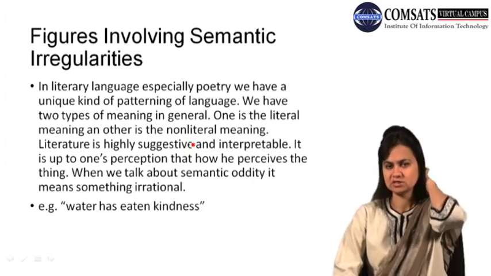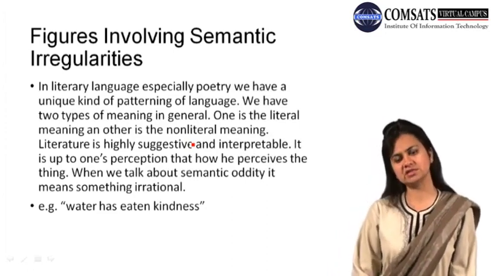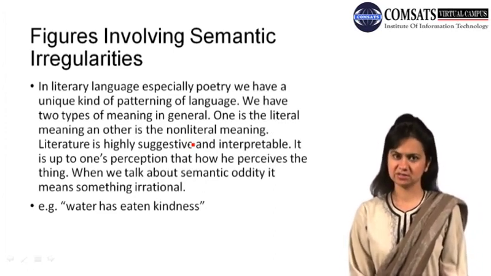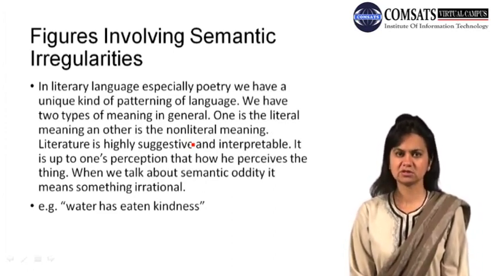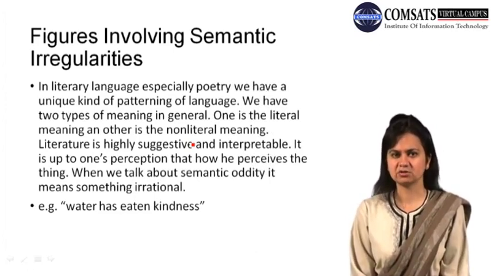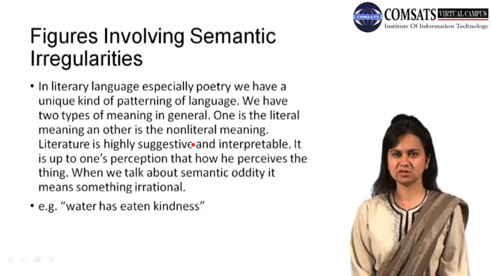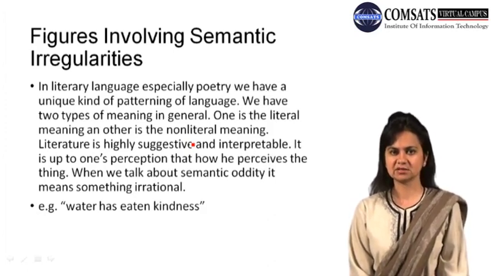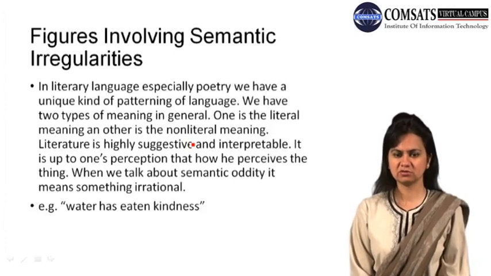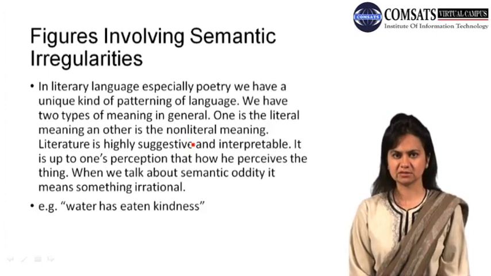Here is an example for the sake of understanding the inversion or irregularity of meaning, that is, semantic irregularity. Water has eaten all kindness. Now, water has been given the quality of a human being. It has been personified to have eaten something. Now, a fish can eat, but the water cannot. A beast can eat, but the water cannot. So water has eaten all kindness, which conveys that the sense of kindness has gone from the earth or the world because of people who have become callous or greedy.